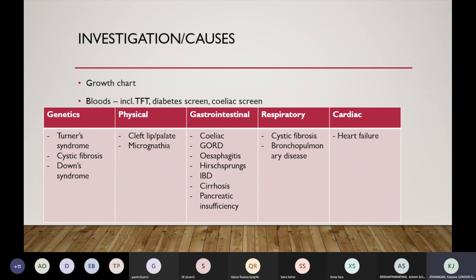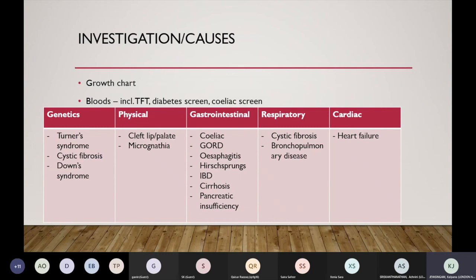Or it could be at the level of the gastrointestinal system, either difficulties in the absorption or the digestion of the food. So it could be celiac, gastroesophageal reflux disease, esophagitis, Hirschsprung's disease, IBD, cirrhosis, pancreatic insufficiency.